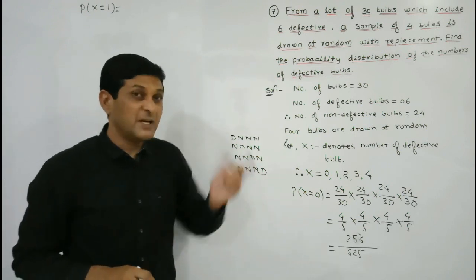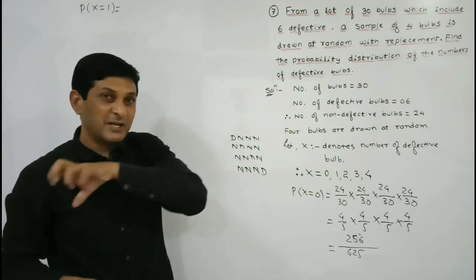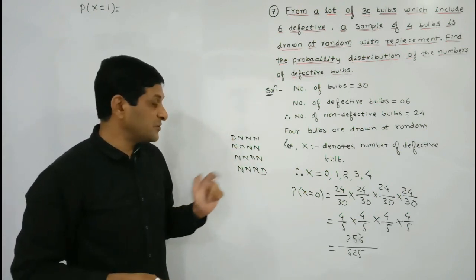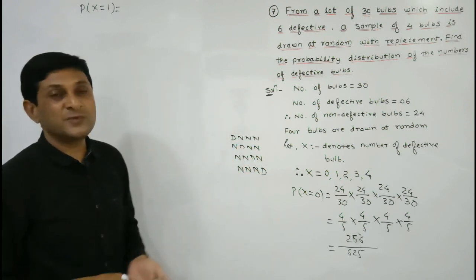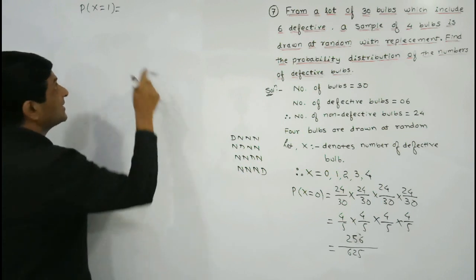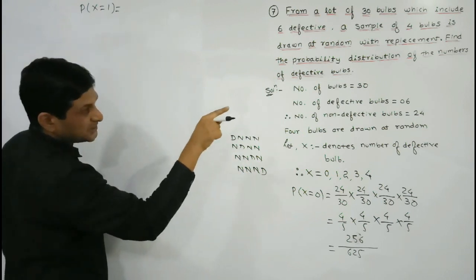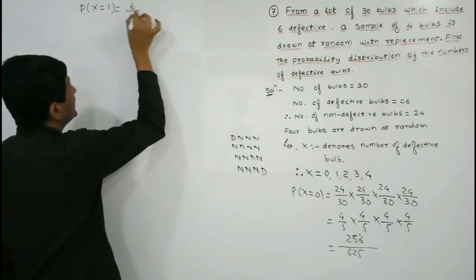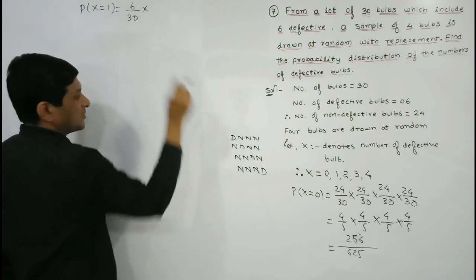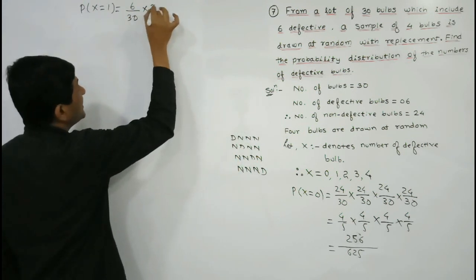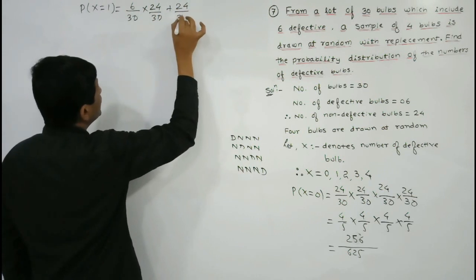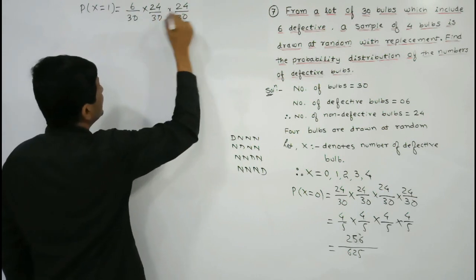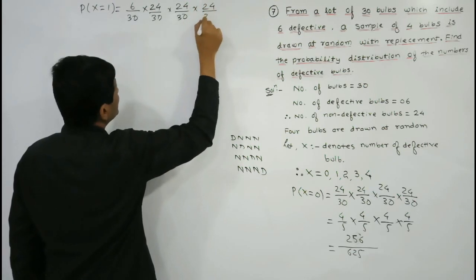मीन्स वन बल्ब इज डिफेक्टिव, तो 4 बार बल्ब निकाले, हो सकता है कि फर्स्ट टाइम डिफेक्टिव आया होगा, या तो सेकंड टाइम, या तो थर्ड टाइम, या तो फोर्थ टाइम. सो इन दिस केस वी आर गेटिंग 4 डिफरेंट केसेस. अगर फर्स्ट टाइम में डिफेक्टिव आया होगा तो कितने डिफेक्टिव है, 6 अपॉन 30 विल बी इट्स प्रोबेबिलिटी. और नॉन डिफेक्टिव की प्रोबेबिलिटी क्या है, 24 अपॉन 30 इंटू अगेन 24 अपॉन 30 इंटू अगेन 24 अपॉन 30.